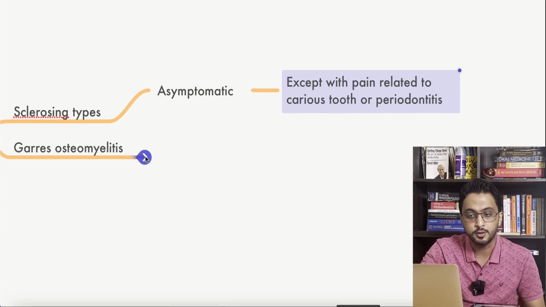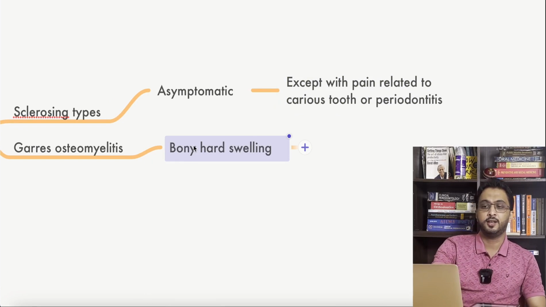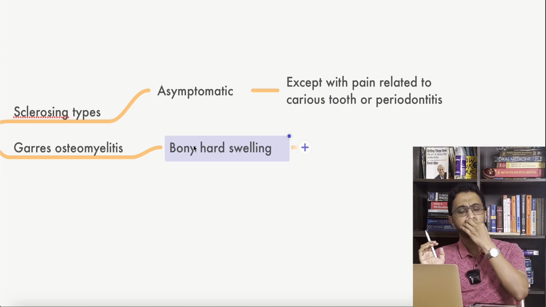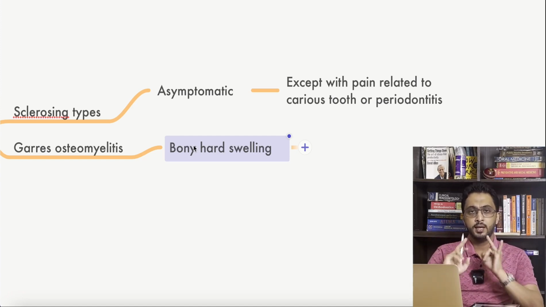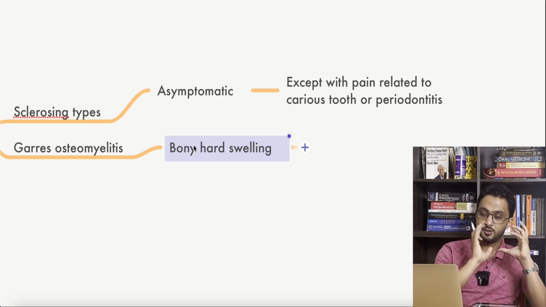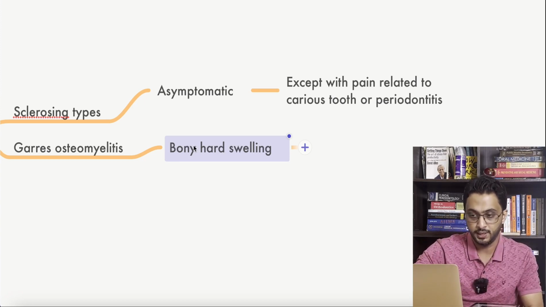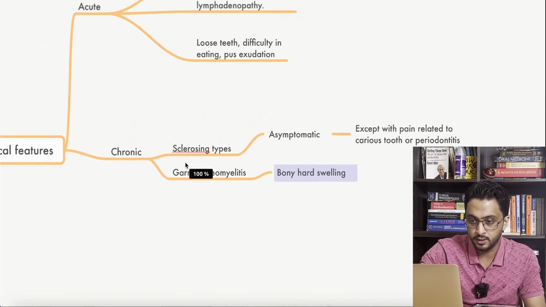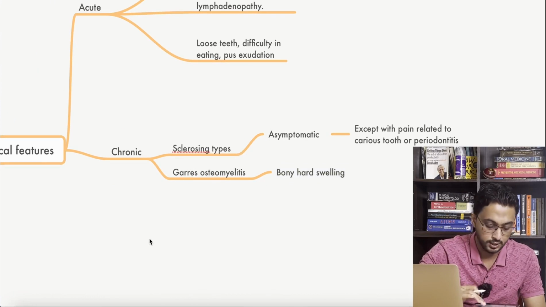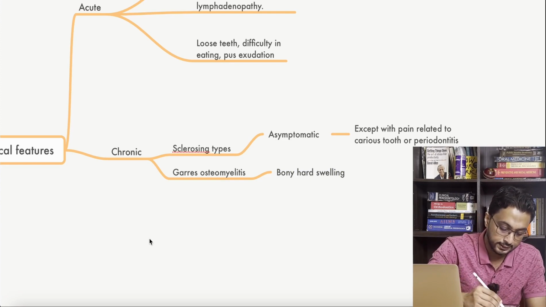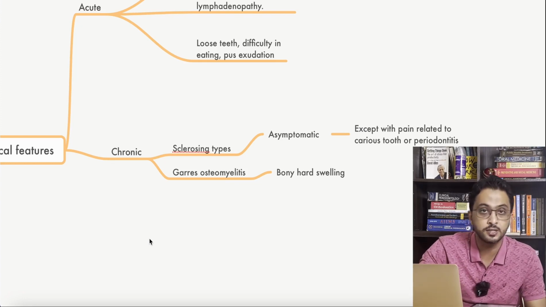Now, Garre's osteomyelitis. This is very, very beautiful. You get a bony hard swelling. In acute, if it's infection, the swelling is not going to be bony hard. In condensing osteitis, in diffuse sclerosing, there is no swelling. But Garre's is very typical in a young individual, very important, there will be a bony hard swelling. So that's the diffuse sclerosing osteomyelitis. I just want to add here periosteum, and one more point, that there is swelling in Garre's osteomyelitis.